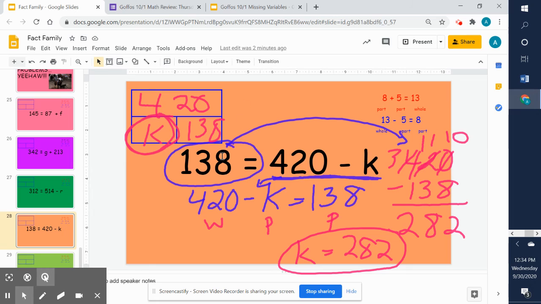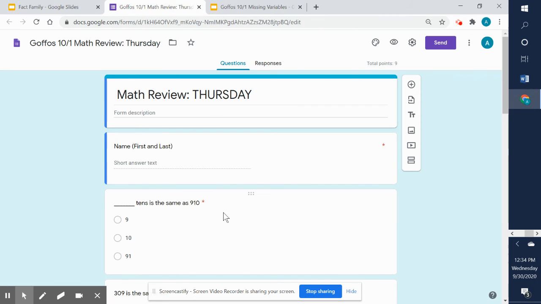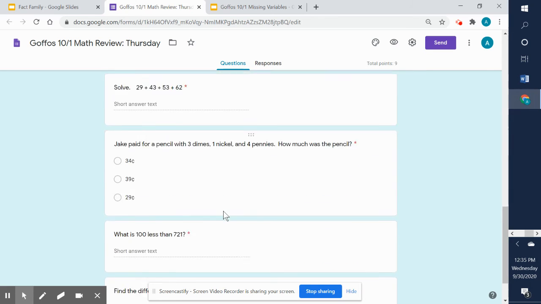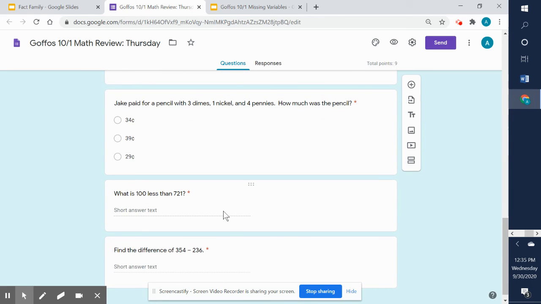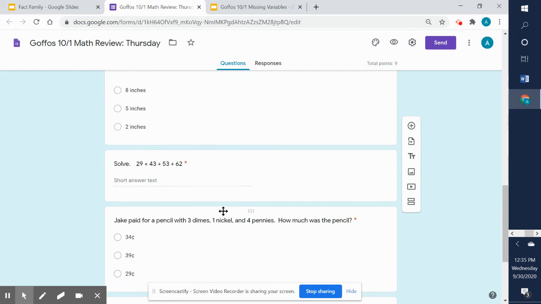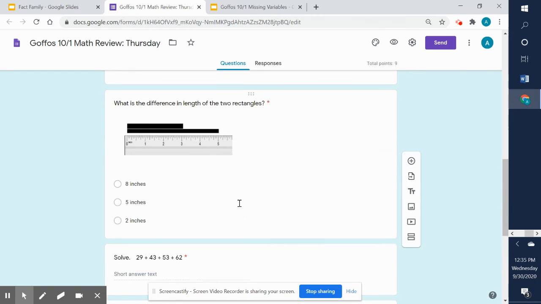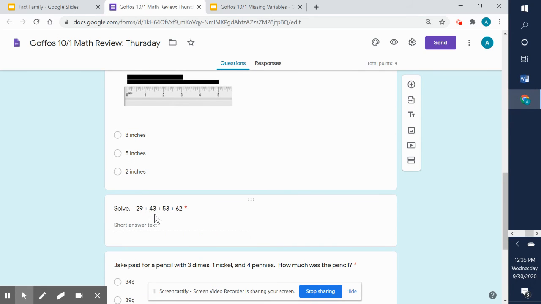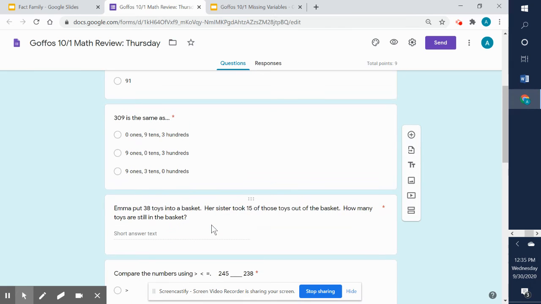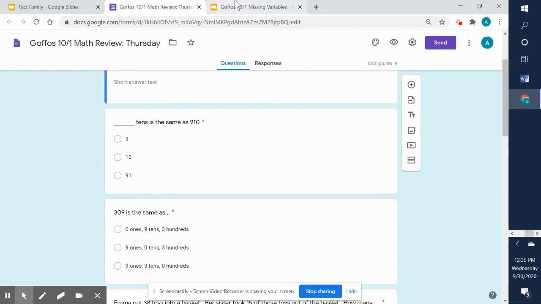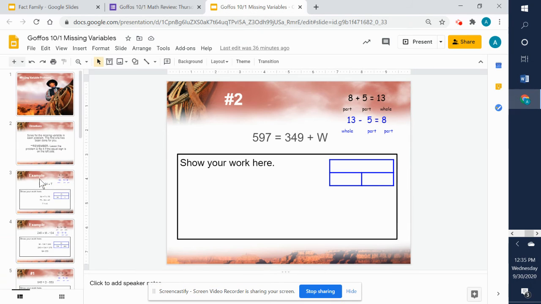All right, so let me show you what you are working on for today. So Thursday, you do have your Thursday review. Again, there's 9 questions. Take your time, really read what it's saying. This has to do with money. Try your very best. This is multiple numbers, so be careful. Make sure you're lining them up in columns. And then this is what you are mainly doing.